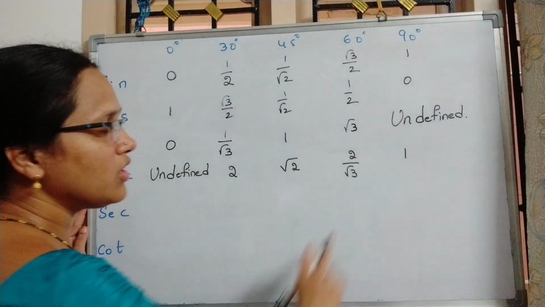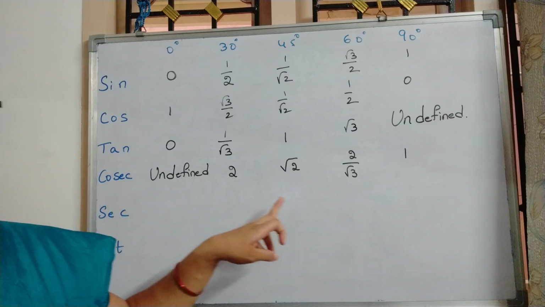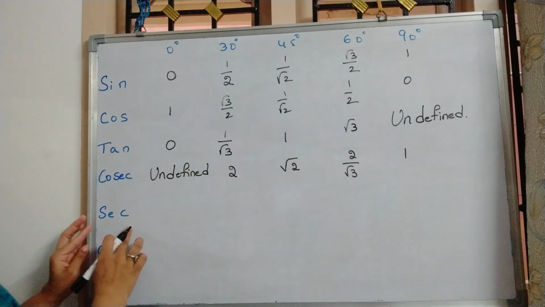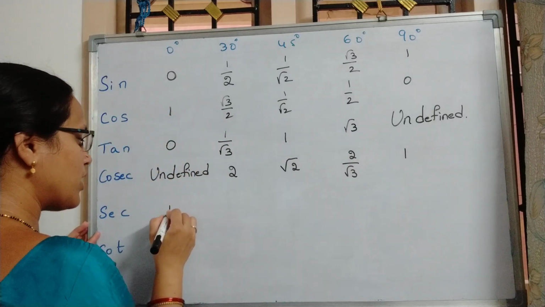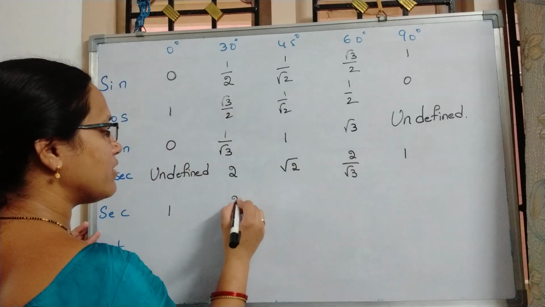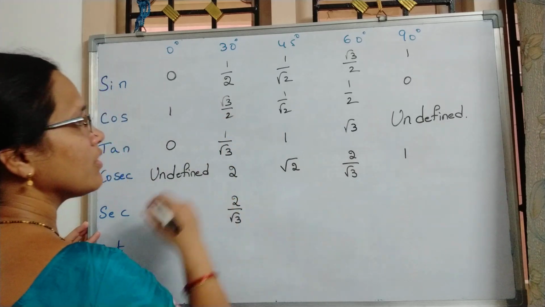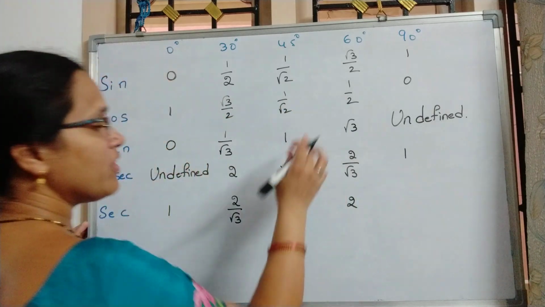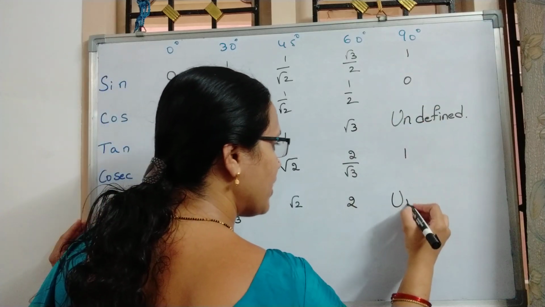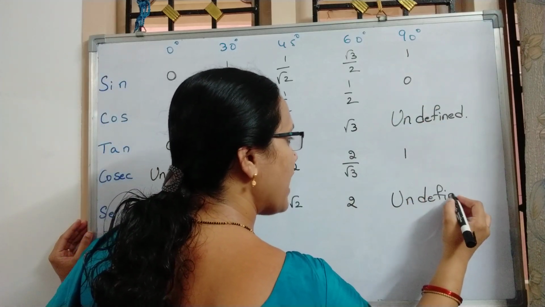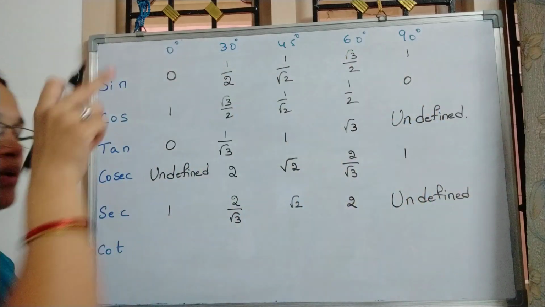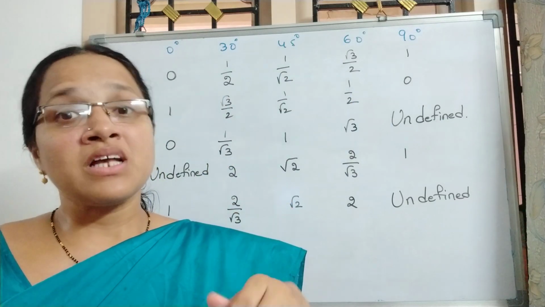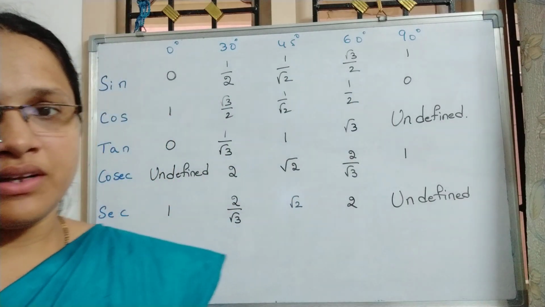I have written all the values of cosec using sine, because it is the reciprocal of sine. Even secant is in the same way. The reciprocal of 1 is 1, the reciprocal of secant's 2 by root 3 is root 2. Wherever 0 is there, you will be getting undefined. Why? Because 0 is the value you get when the numerator is 0. If you write the reciprocal, 0 by something is 0, something by 0 is undefined automatically.